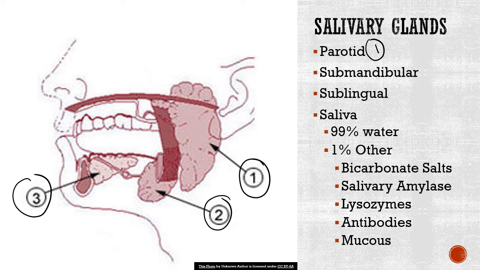When we talk about saliva, saliva is going to be made up of 99% water, so it's mostly water. The other 1% is made up of other random things. These are going to be bicarbonate salts. Salivary amylase, now it ends in ASE, so it's an enzyme. Salivary amylase is going to break down carbs. All right, so that's going to digest carbs, our salivary amylase. You have lysozymes and antibodies, which are going to break things down and help prevent against bacteria getting in. Then you have mucus, which makes everything all slip-slidey so that when you swallow, it works all right.